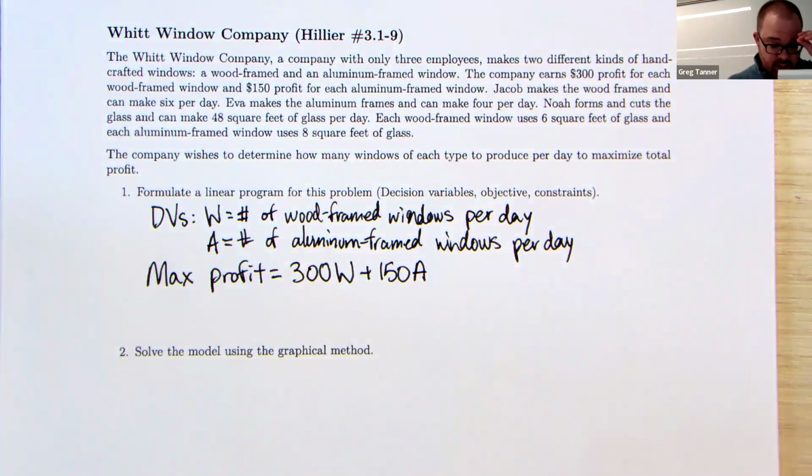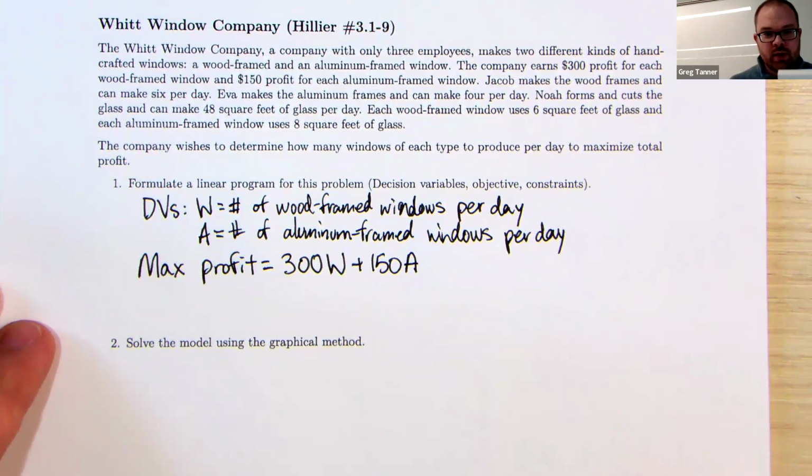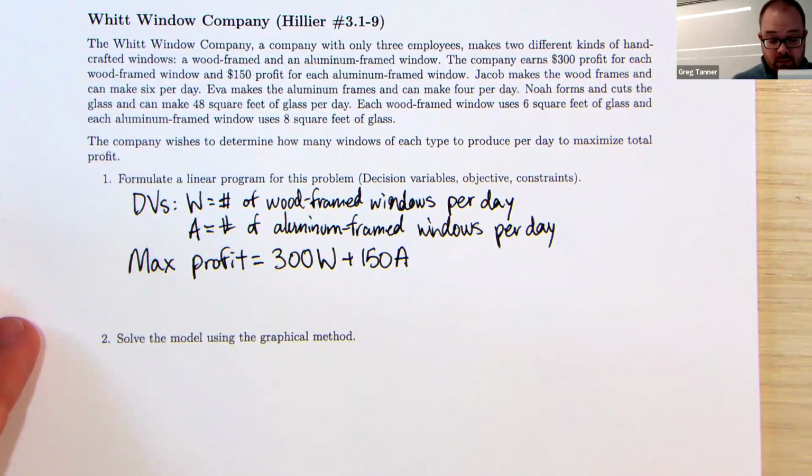but doesn't mean we should just necessarily make only wood framed windows, because we've got some constraints. If we didn't have any constraints, then say, yes, make as many wood framed windows as you could, and don't make any aluminum framed windows. But we've got some constraints. So I'll bring my constraints over here. Maybe I didn't leave quite enough room. But we've got 3 constraints, each of them having to do with our 3 employees and the labor that's available from each of them.